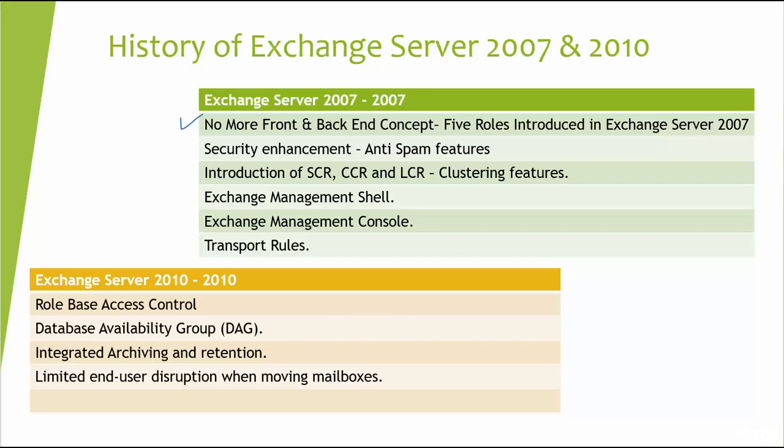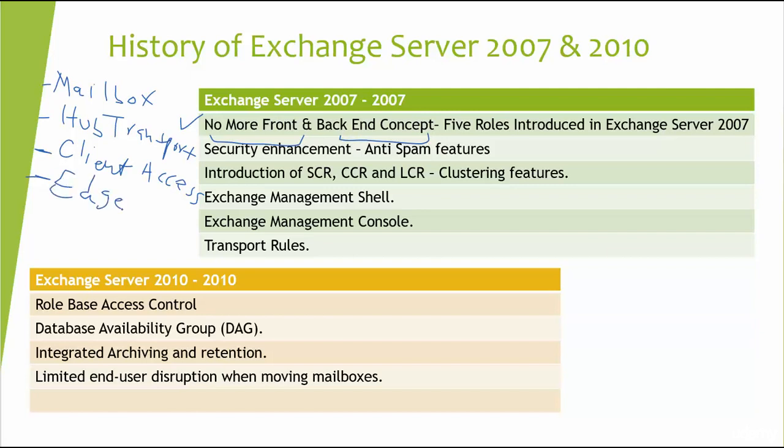So if you remember, in our previous lesson, we saw that there was a back end role and front end role in Exchange Server 2003, but with Exchange Server 2007 there were 5 roles introduced, and one of those roles was the mailbox role, and then the hub transport role, and the client access role, the other one was the edge transport role, and the last one was the unified messaging role.